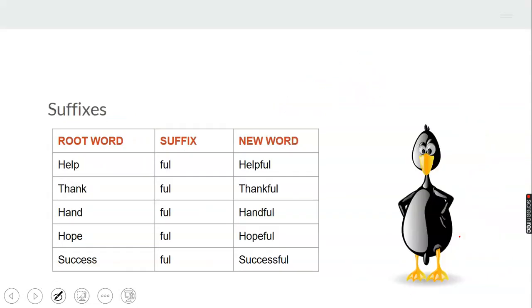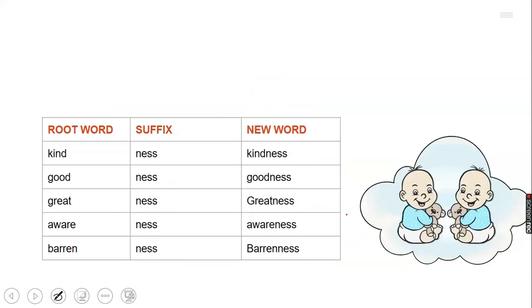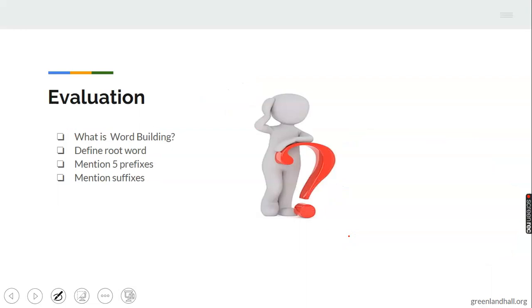Now I have full. I've used ment. Let me use full now. Helpful, thankful, handful, hopeful, successful. Now let's go to ness. We have kindness, goodness, greatness, awareness, barrenness.